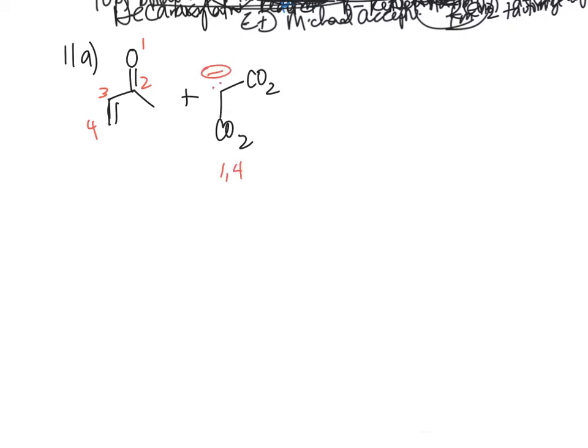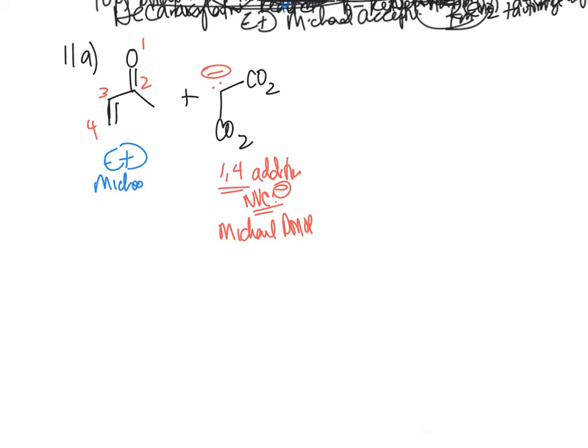All right, so let's draw this out. For 11A, number 1, 2, 3, 4, you should always number those. Your alpha, beta unsaturated ketone. You should also practice how to make that. And this is an enolate. So it's obviously going to do a 1,4 addition. And since it's your nucleophile, it's going to be a donor. So Michael donor. This is your electrophile. This is going to be a Michael acceptor.